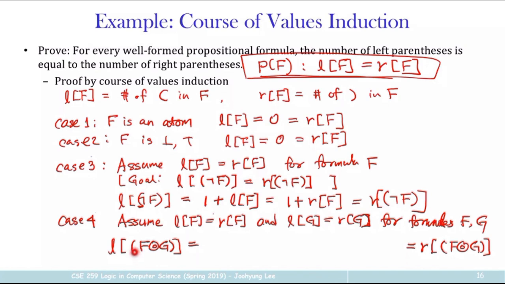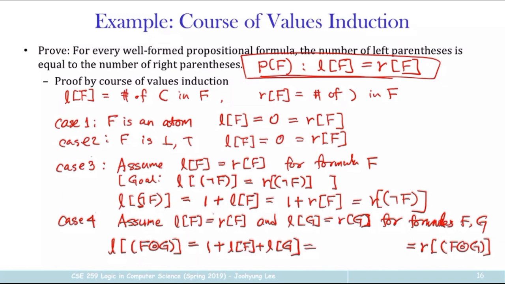1 plus the number of left parentheses in F plus the number of left parentheses in G. So using the notation, we can say that this is 1 plus L of F plus L of G, right? I don't need to know the exact number, because L of F encapsulates all the number of left parentheses in F. So this is the first left parenthesis, and whatever the number, let's say M, plus whatever the number N, that's what I write here.